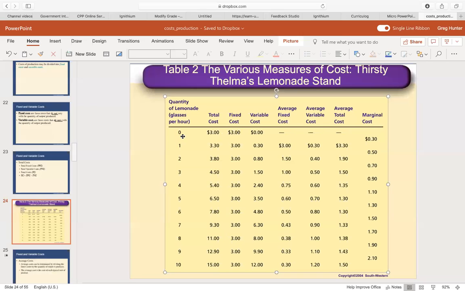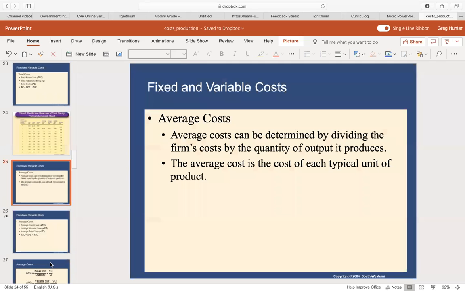But if we move from 0 to 1, we've produced 1 additional unit and our total costs go from 3 to 3.30. And notice in the marginal cost column is the 30 cents. It cost us an additional 30 cents to go from 0 to 1. And going from 1 to 2 is costing an additional 50 cents. So that's the concept of marginal cost. Formally speaking, marginal cost is the change in total cost from changing output. And you're going to see those relationships in just a minute.